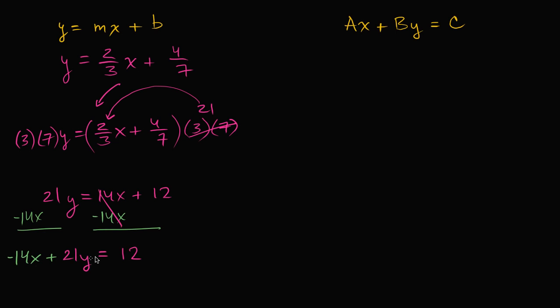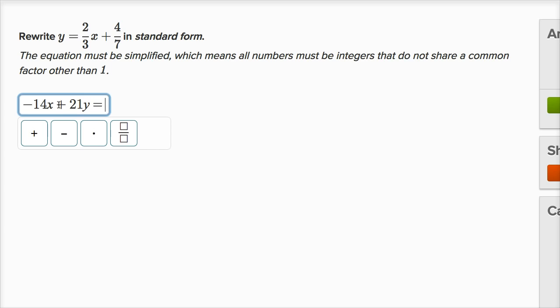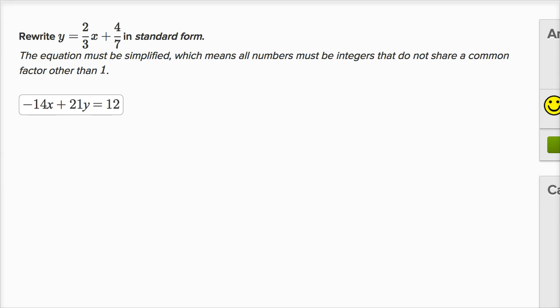If there was a common factor for all three of these numbers, then I would divide all of them the way I did in that previous example. But that's not the case right over here. So it's negative 14x plus 21y is equal to 12. Let me see if I can remember that and type that in. So it is negative 14x plus 21y is equal to 12. Let's see if I got it right. It worked out.